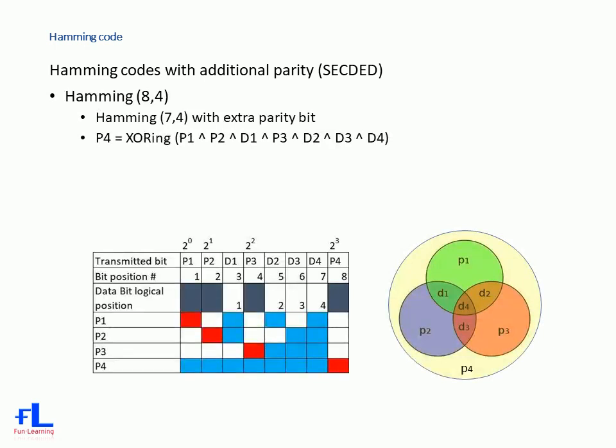To visualize the Hamming codes with additional parity coverage, we use Hamming 8,4 code. It is Hamming 7,4 code with an extra parity bit. Parity bit 4 is XORing all parity and data bits, P1 to D4.